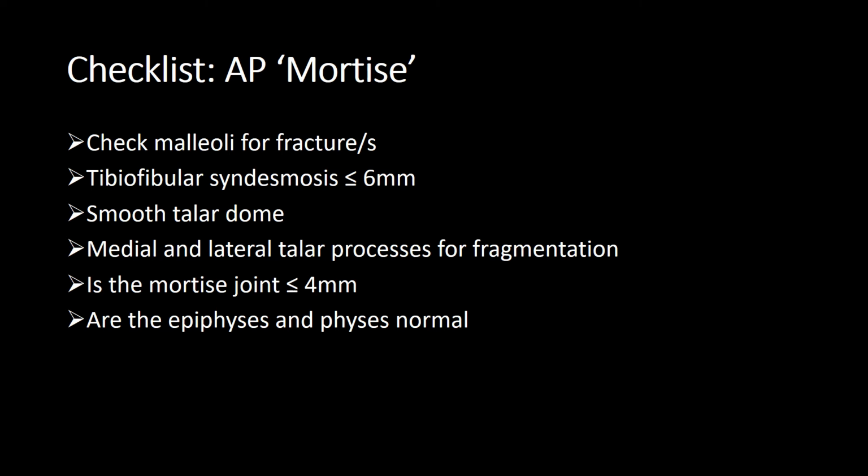Okay, so let's run through our ankle checklist of the mortise joint. What I want you to do is to check your malleoli carefully for fractures. Does the tibiofibular syndesmosis measure 6 millimeters or less? How about the talar dome? Is it nice and smooth or is there any disruption to it? Check your medial and lateral talar processes for fragmentation. Is your mortise joint 4 millimeters or less? And are the epiphyses and physes normal?